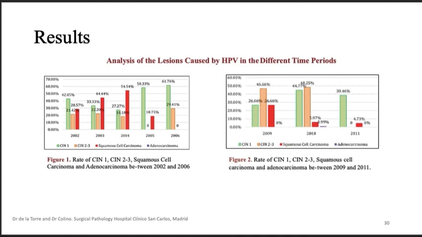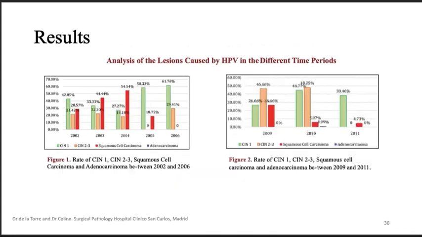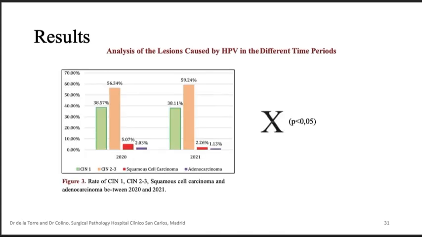Regarding low-risk lesions, SIN1, an incidence that reaches 61% in the first years, 44% in the years 2009 to 2011, and 38% in the years 2020 is verified. Considering high-risk lesions, SIN2 and SIN3, its incidence reaches a maximum value of 29% in the first interval, 48% in the second, and finally 59% in the last period of time.